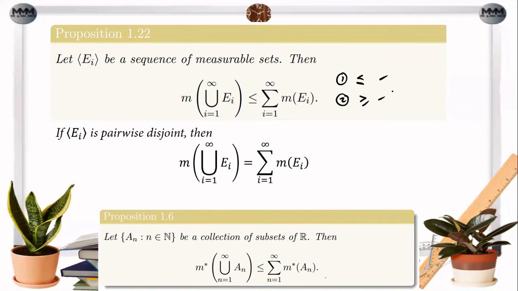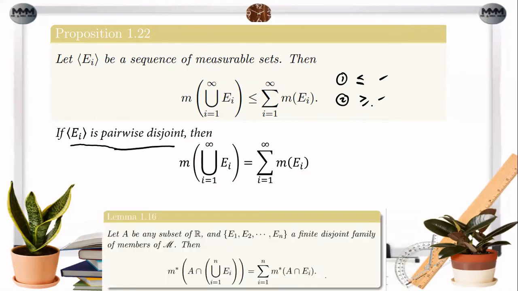Now, for our second case, which is greater than or equal, we let the finite sequence E sub I be pairwise disjoint, measurable sets. Then the second case would follow from Lemma 1.16, which was discussed already. Now, combining the two cases, we get the desired result, which is the equality.